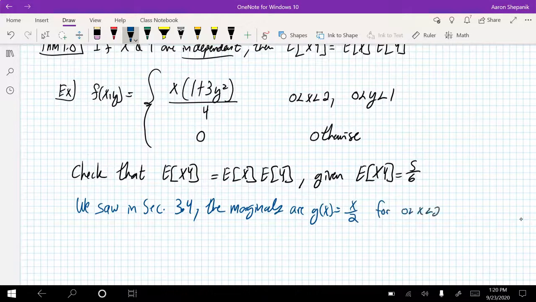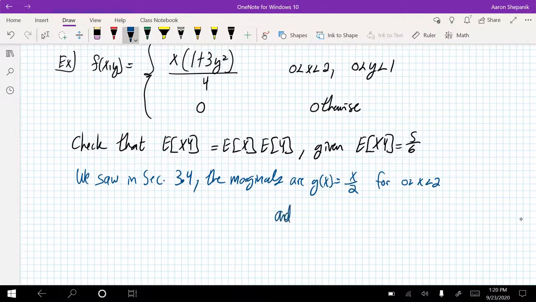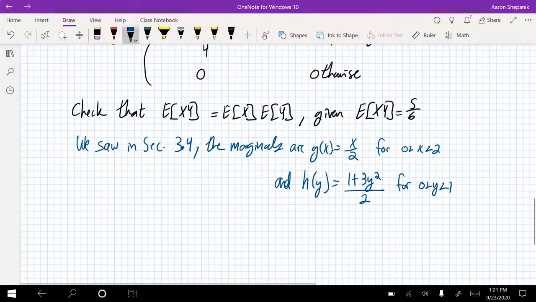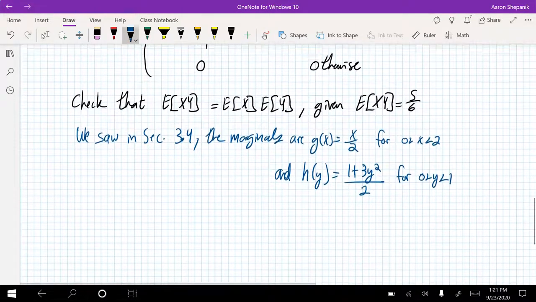X is between 0 and 2. Normally this is not bad review to go ahead and try to compute those marginals. It's not something we want to forget. So we had that. The marginal for y, h of y, was equal to 1 plus 3y squared over 2, and that's for y between 0 and 1. Okay, so there's the marginals from our PDF.